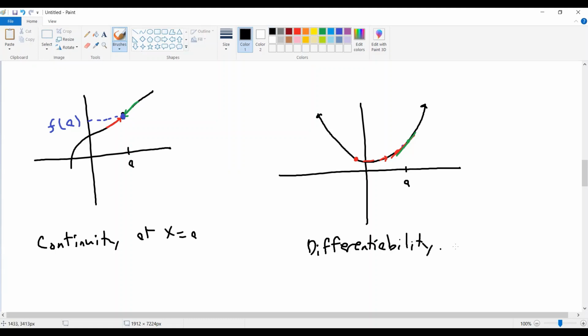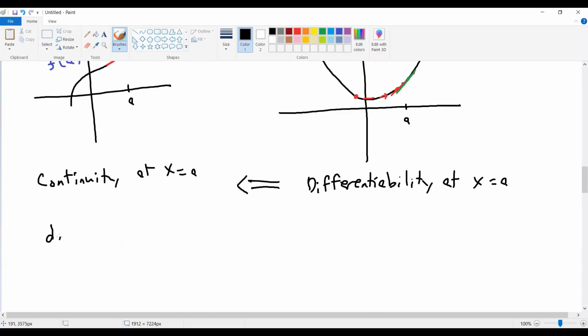Differentiability at x equals a. Now, here is the relationship, because there is a connection, but it's only a one-way street. Differentiability implies continuity. So if I were to put this down here, I would say that differentiability implies continuity, where this symbol right here means implies.